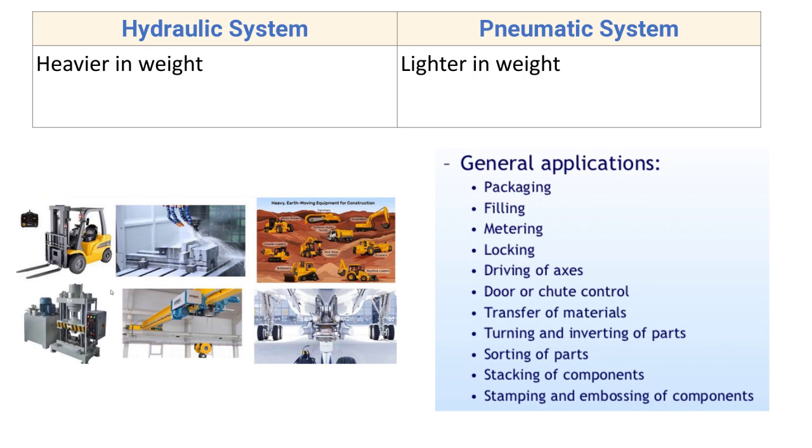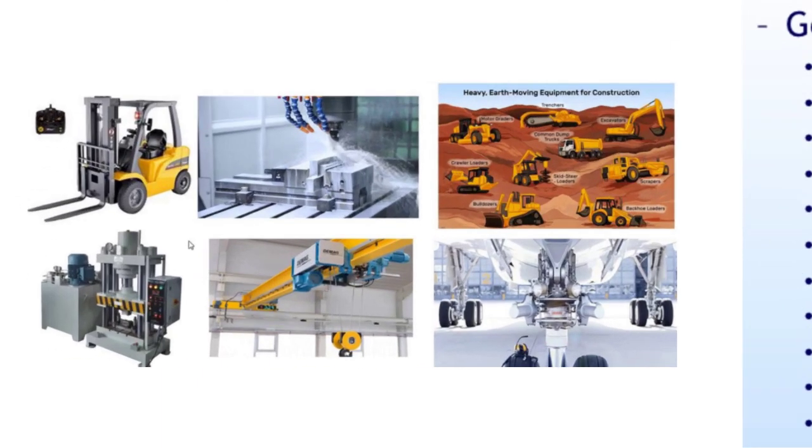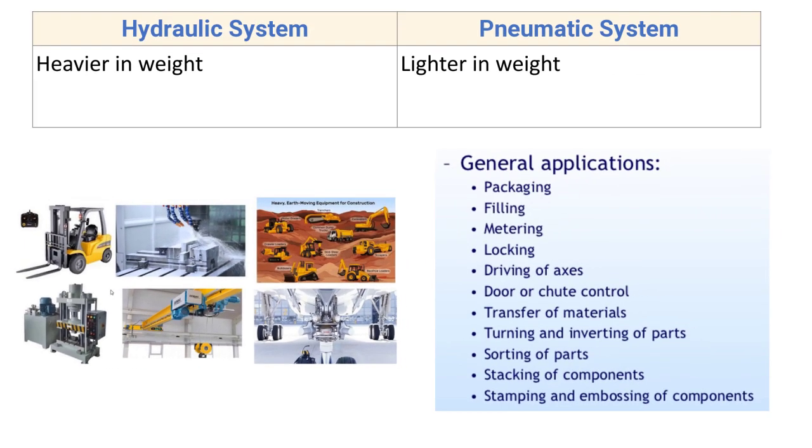Next point, hydraulic systems are heavier in weight. Here you can see some of the applications of the hydraulic system. The hydraulic system is used in cranes for lifting heavy loads. Then it is used in various machineries like earth moving machines and excavators. Where heavy work is done, the hydraulic system is used, and hence it is heavier in weight also. Now the pneumatic system.